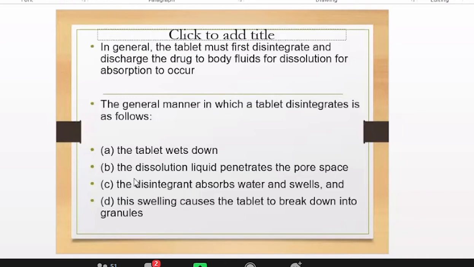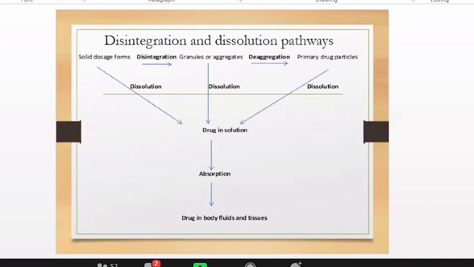The disintegrant that you embedded in the tablet is going to absorb water and swell. If you remember, one of the characteristics of disintegrants, or the mechanisms by which they bring about disintegration, is that they are able to absorb water and they swell. The swelling is what causes the tablet to break down into granules. So in essence, this is what we are referring to. If you are talking about solid dosage form, first of all, you are going to have disintegration taking place.